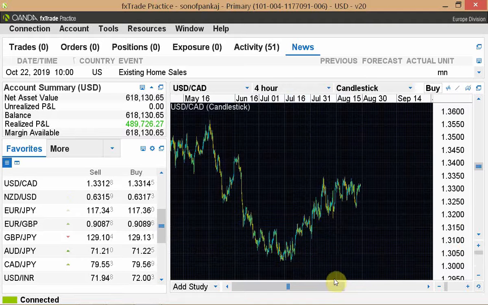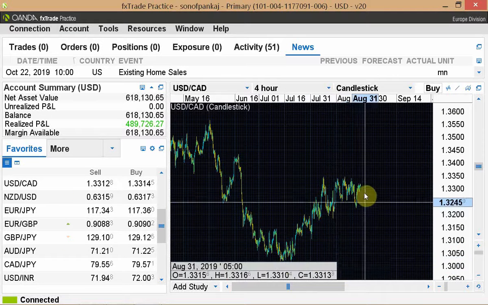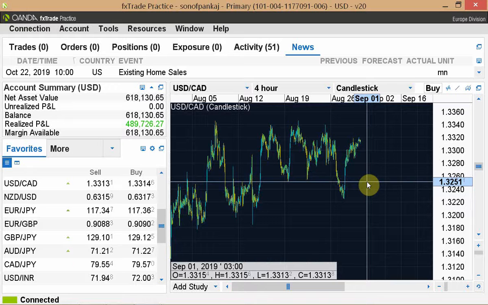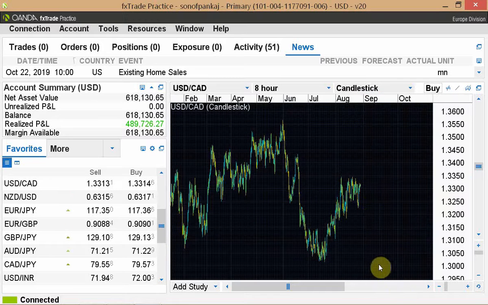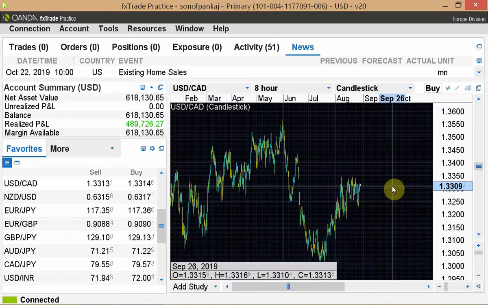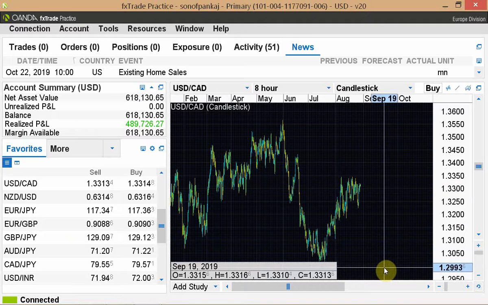Okay, we got it. 1.3 is somewhere here and 1.3315 is somewhere here. So when I get stopped out of my trade and lose 3.15, is the market over here or is it over here? It's below. It's at 1.3.